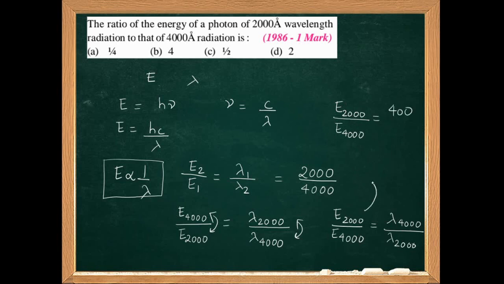So 4000 upon 2000 is what? 2. So the energy of 2000 wavelength versus energy of 4000 wavelength is 2. So the right answer is option D.